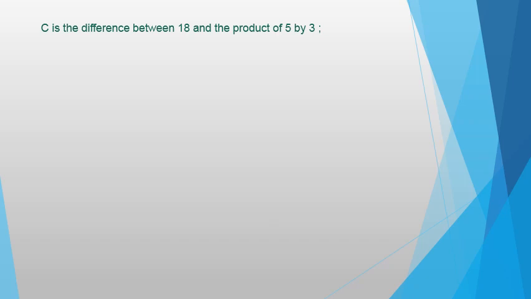C is the difference. Difference means subtraction or minus between 18 and the product of 5 by 3. So I have to write, we have a minus sign. It's 18 minus what? Minus the product. Product means multiplication of 5 by 3. So it's 18 minus 5 times 3. It's 18 minus 15, which is 3. This is the value of part C.